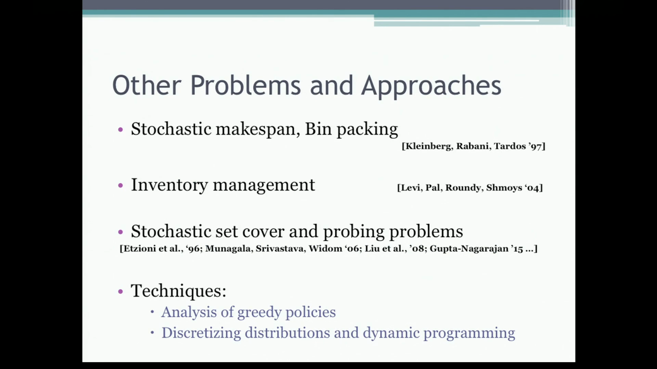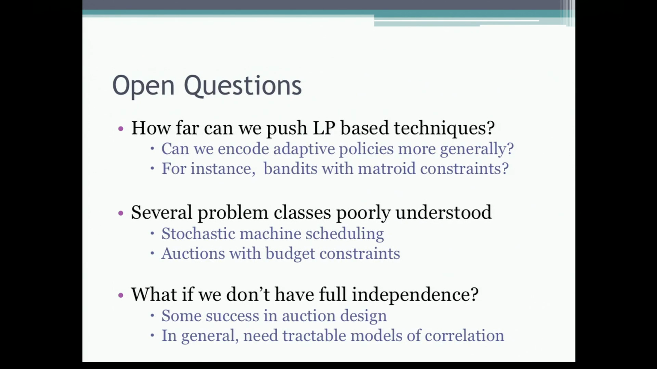Anyway, there are other problems that I have not covered. I have not covered analysis of greedy algorithms, I have not covered dynamic programming, and so on. So in terms of open questions, how far can we push these LP-based techniques? Everything we have done so far is essentially analyzing non-adaptive policies. There are some analyses for adaptive policies, but not that much. There are several classes of problems that we don't really understand well. Machine scheduling: we did identical machines, but if they're not identical, or if there are other machine scheduling problems, the stochastic versions are not that well understood. Auctions: Bayesian auctions are fairly well understood at this point, but there are other variants you can think of, like auctions with budget constraints and so on. We don't understand them that well.